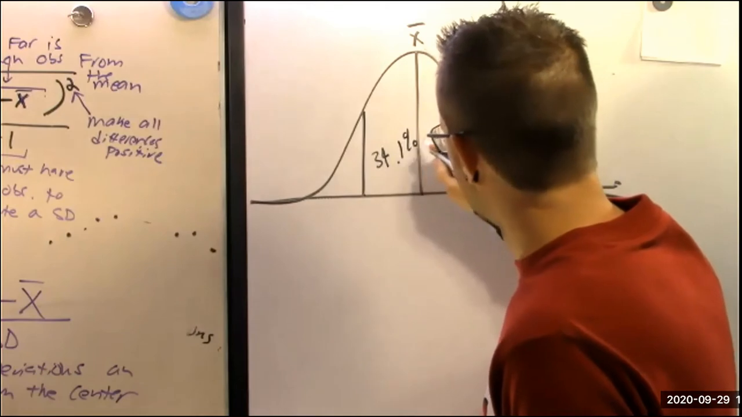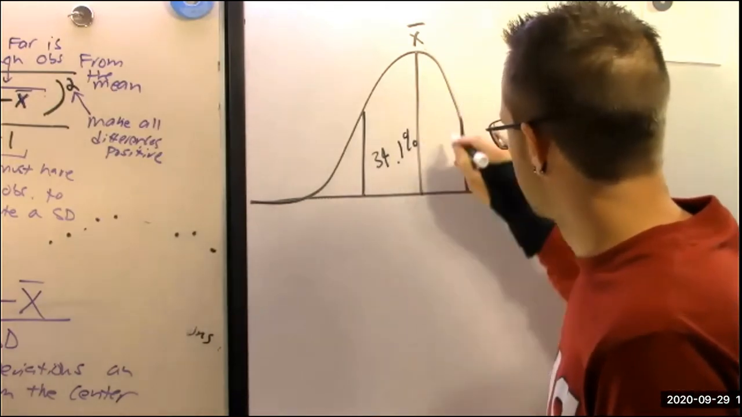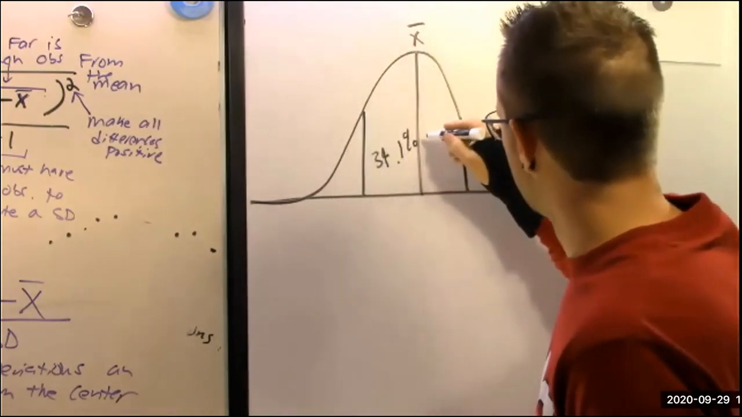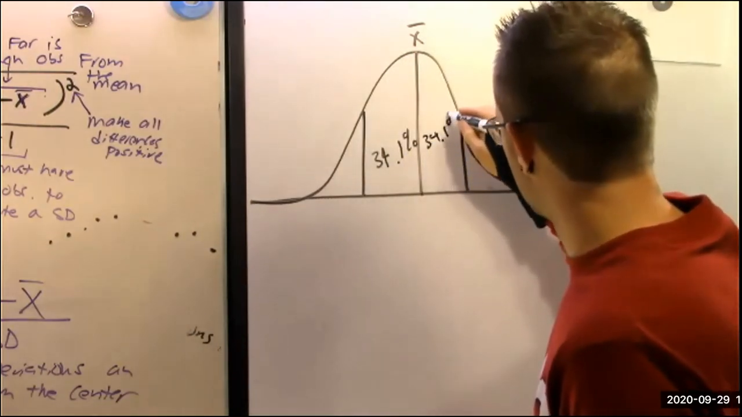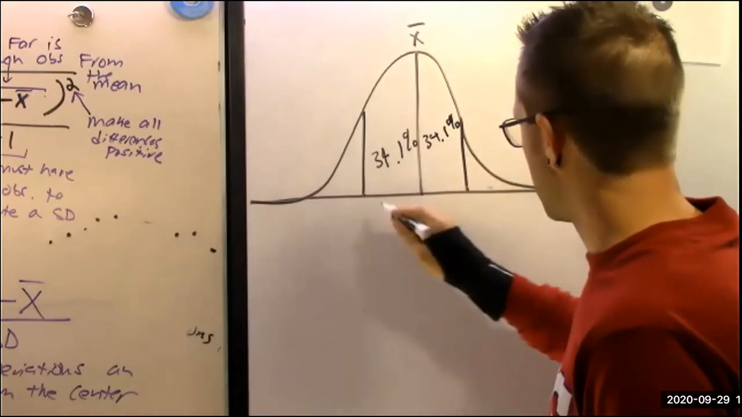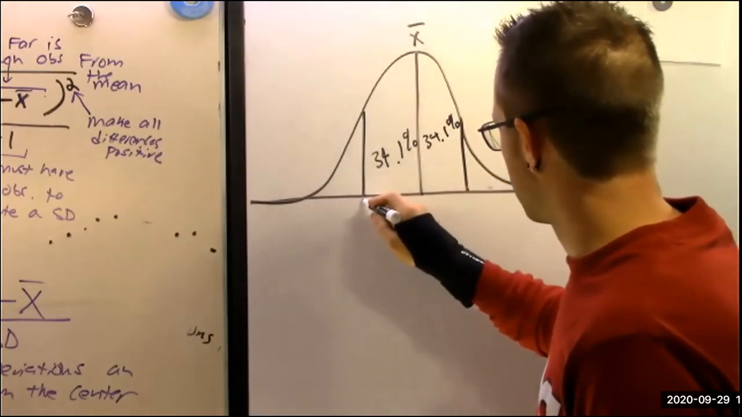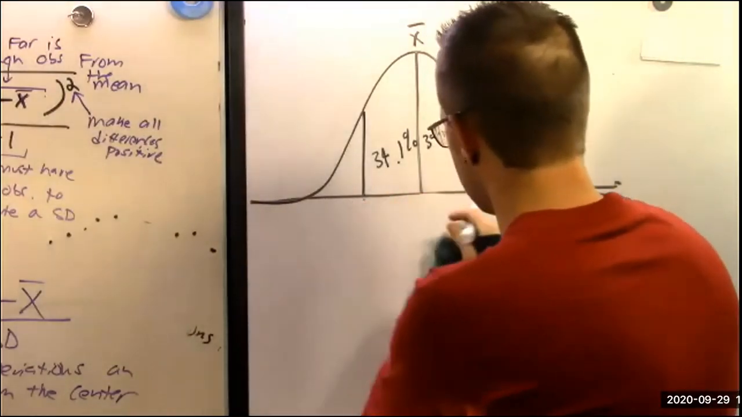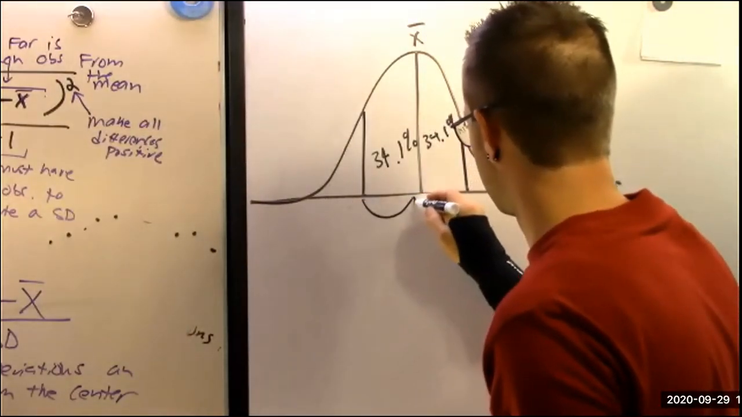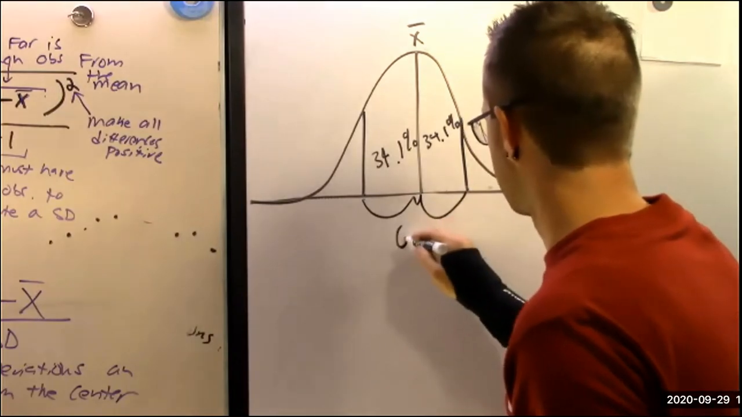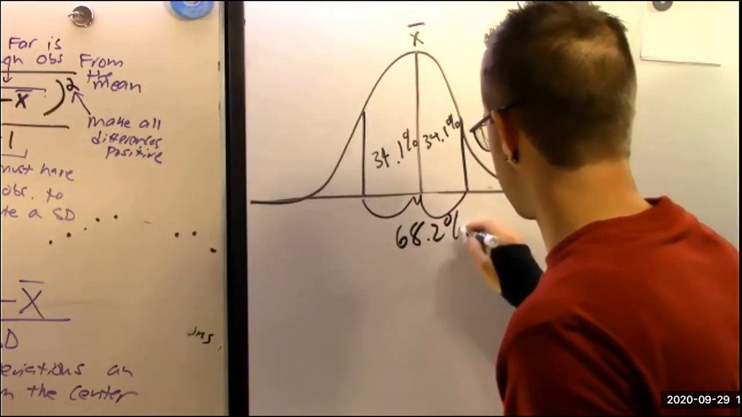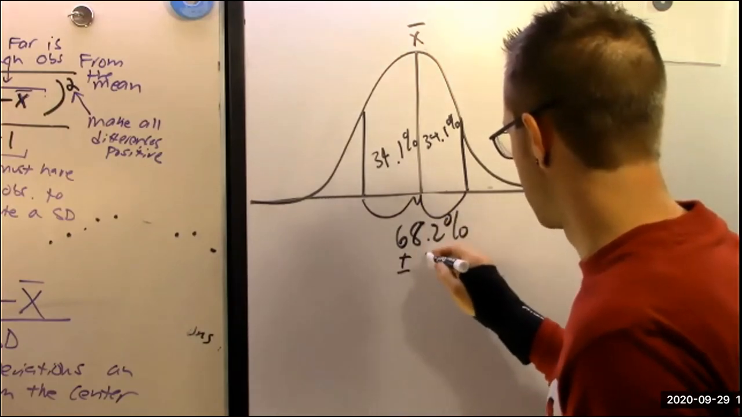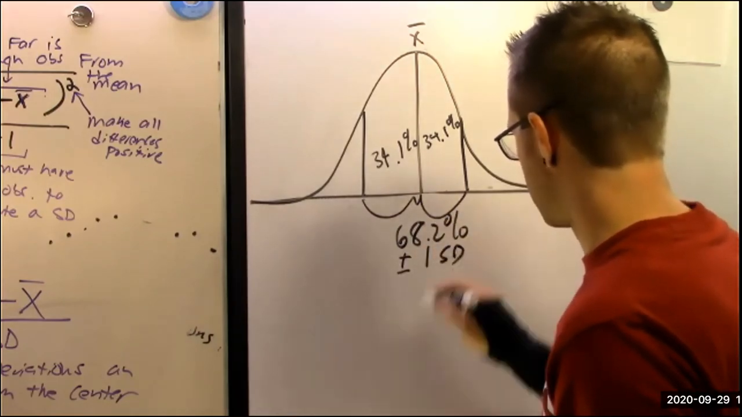34.1% of all observations fall to the left of the mean. Another 34.1% fall to the right, which together give us 68.2% of all observations within plus or minus one standard deviation from the mean.